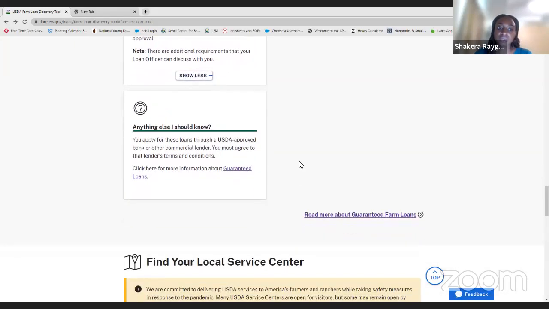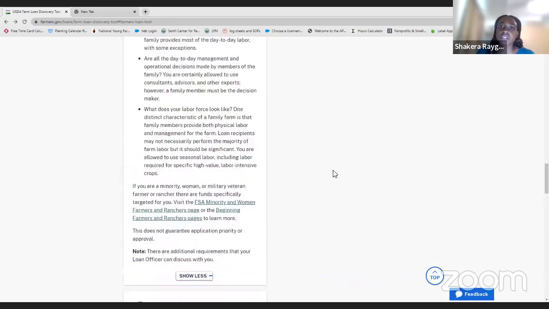Anything else I should know? You apply for these loans through a USDA-approved bank or commercial lender. You must agree to the terms and conditions. If you're not sure if your bank is approved or not, reach out to your local FSA office and they can share a list with you.